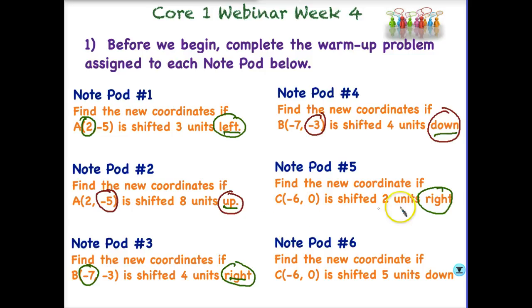So let's check it out. If we're going to the right, we're only adjusting x. And since we're going to the right, we're adjusting it in the positive direction. So if we take -6 plus 4, we get negative, wait, oh, 2 units. Sorry, we're adjusting it 2 units, not 4. So -6 plus 2 gives us -4, 0, and you are right. Yeah, sure, Danny, go ahead. Open your mic. Feel free.